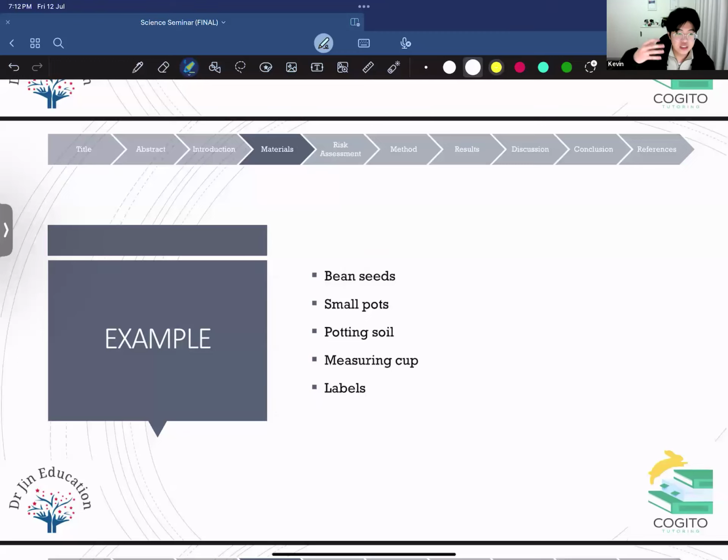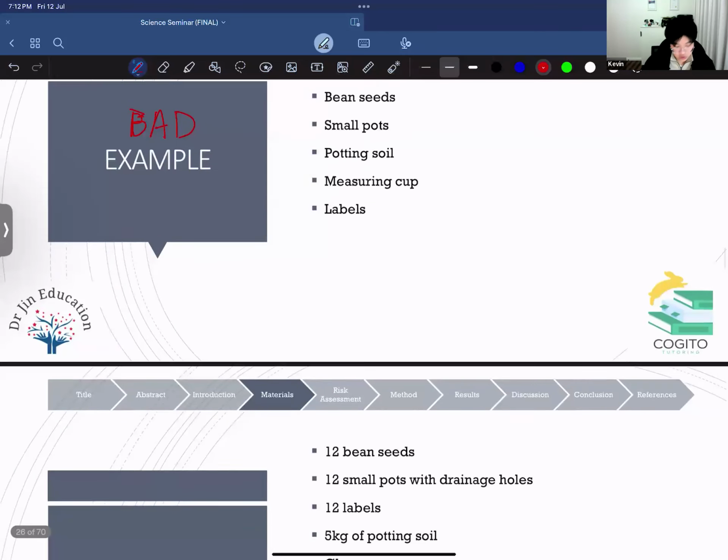Remember, we have to use artificial light, right? Where is the artificial light? Where is the lamp, right? You don't see anything here. Again, bean seeds, how many bean seeds, right? So it's not very good. So this is a bad example, okay? It doesn't tell you quantity, okay? It's not complete, okay? So it's not good.